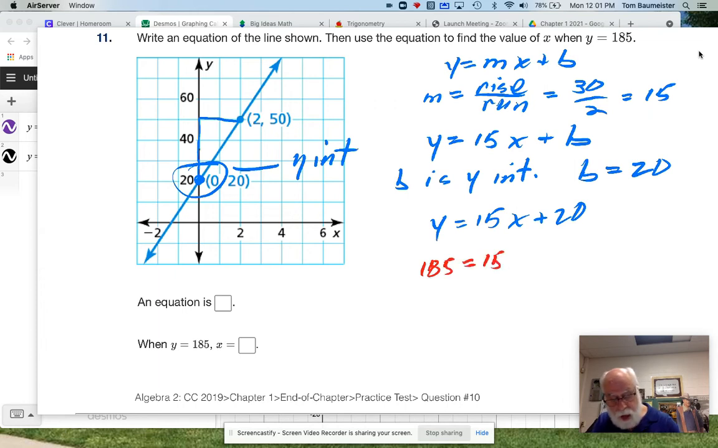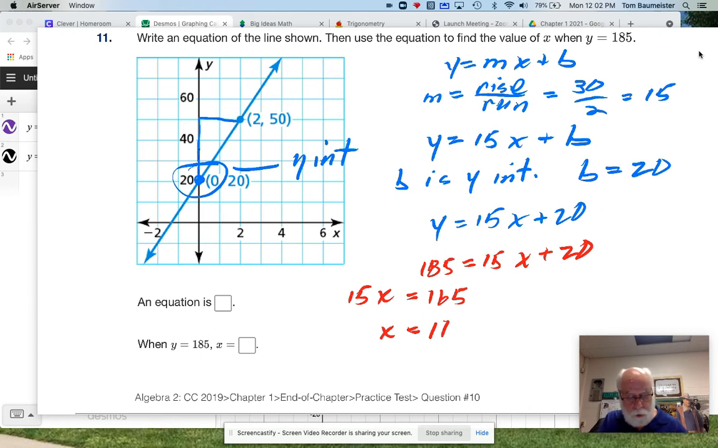So I'll have 15x plus 20. So now remember, I'm going to subtract 20 on both sides. So when I move this 20 over to the other side of the equal sign, it becomes negative. So I'll have 165. And then I just like to put the 15x on the other side because now I know I'm going to divide by 15. So when I divide by 15, I'm going to get 11.